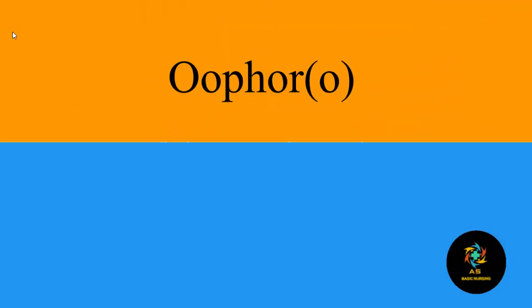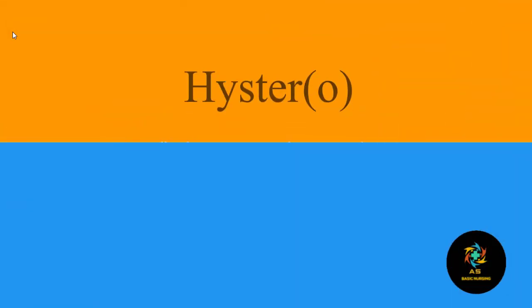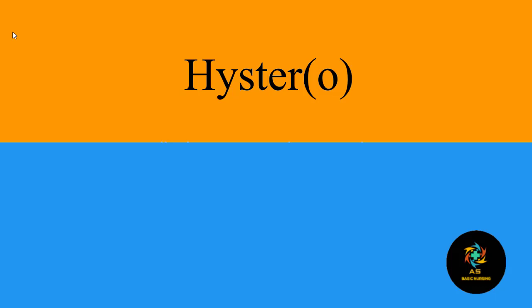Oophor is our next practical test word, meaning the ovary. Example, we have oophorectomy, which means the removal of the ovary. Hyster is our next test word, meaning the uterus. Example, hysterectomy, which means the removal of the uterus.